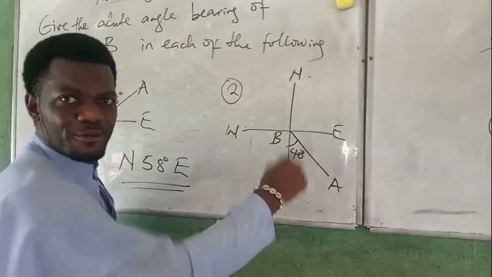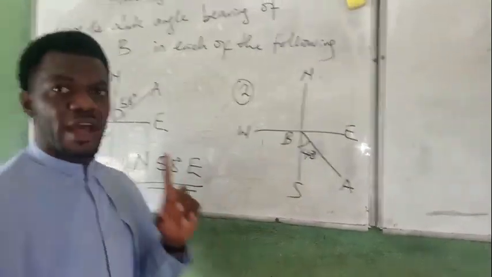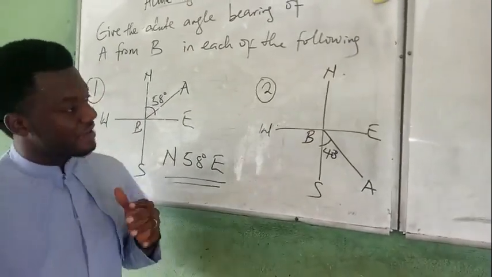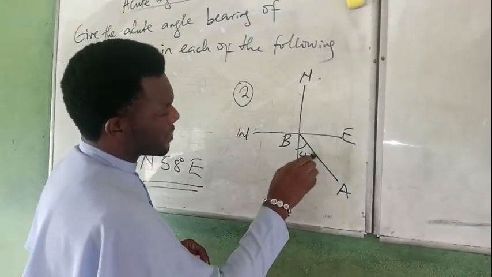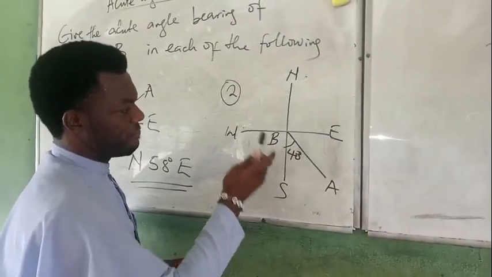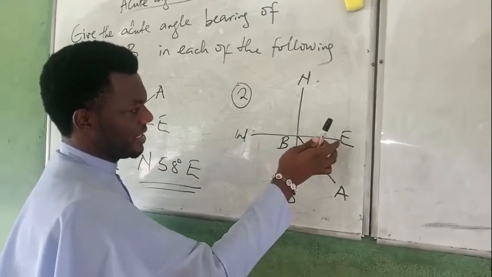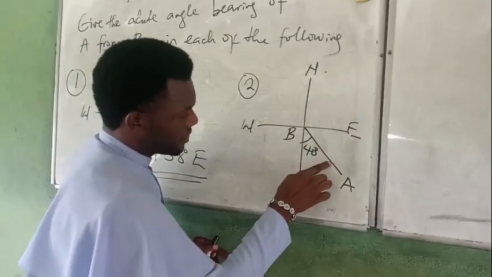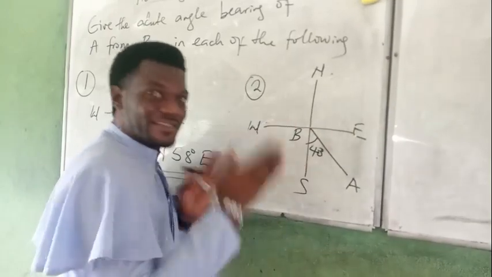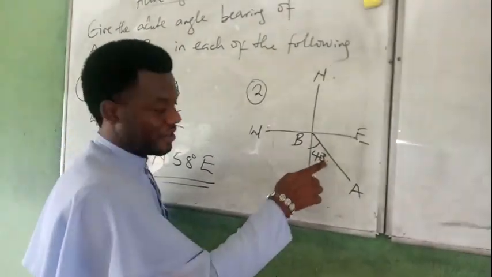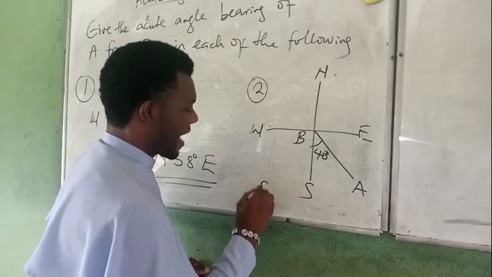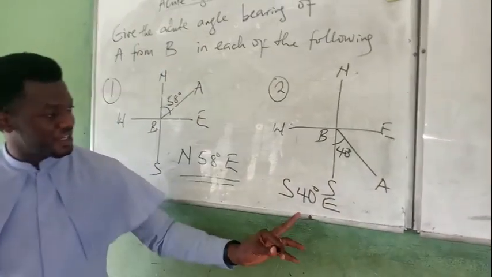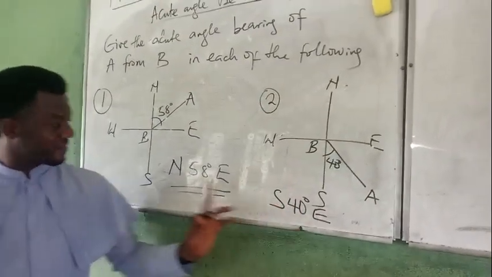Now, here also, looking at this place, you either calculate from the north or from the south. That is where we calculate the acute angle bearing. Now, the direction of A from B is at southeast. From south to this point, it is 40 degrees. So it is in order. From south, it is 40 degrees. So what do you say the direction is? South 40 degrees east. That's the interpretation.